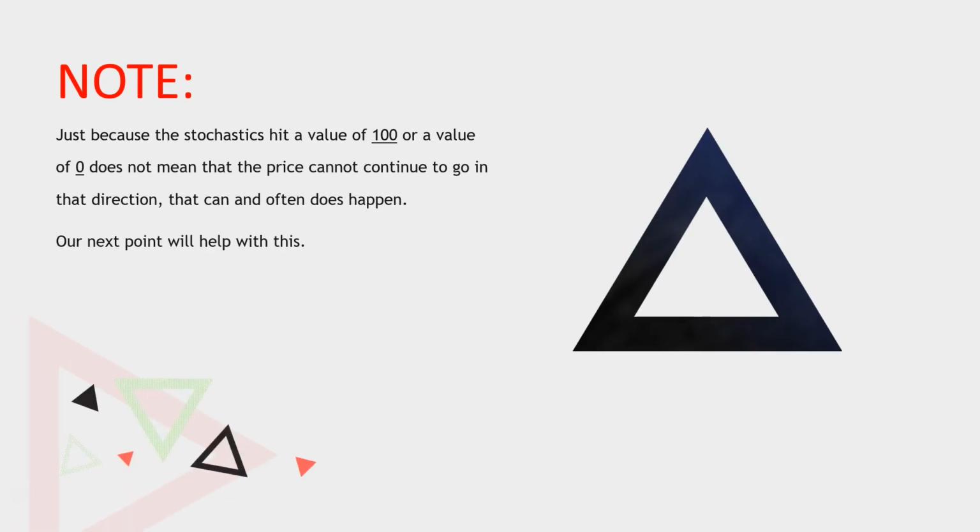A really quick note, just because the stochastic hits a value of 100 or a value of 0 does not mean that the price cannot continue to go in that direction. This can and often does happen, but if you combine the information from the indicator and use the method that I'll outline next, the stochastic can give any trader a really large advantage.